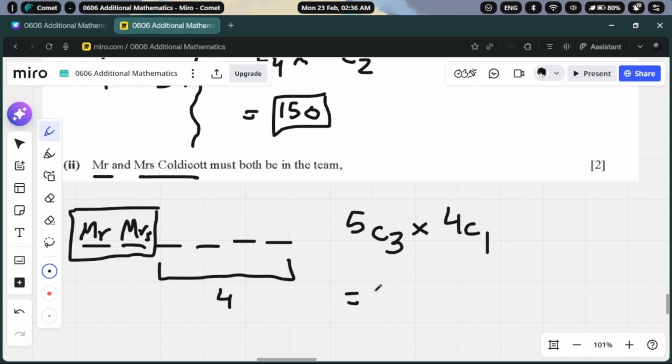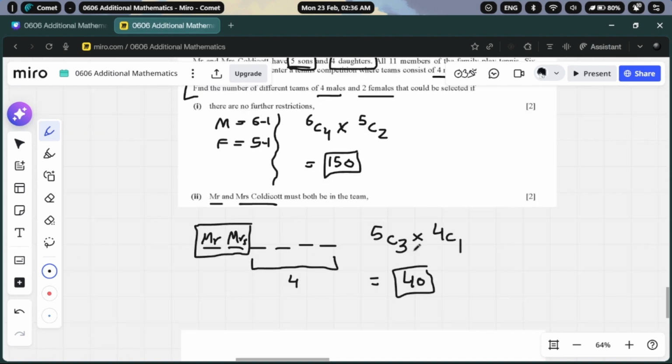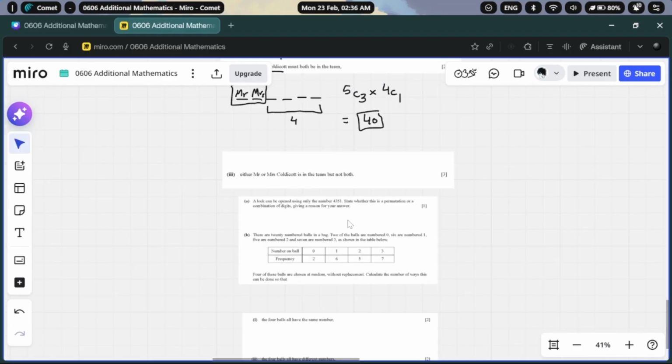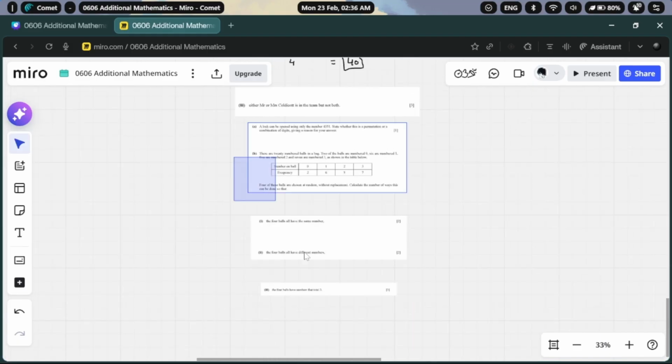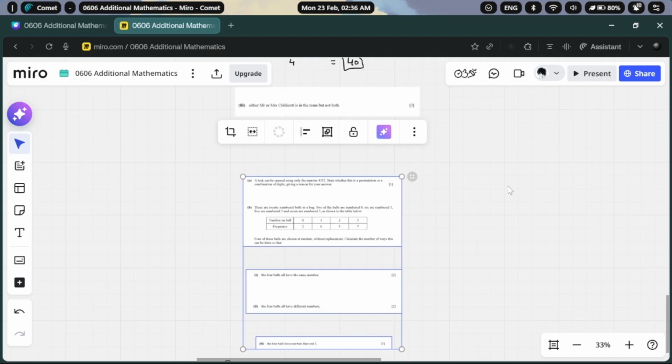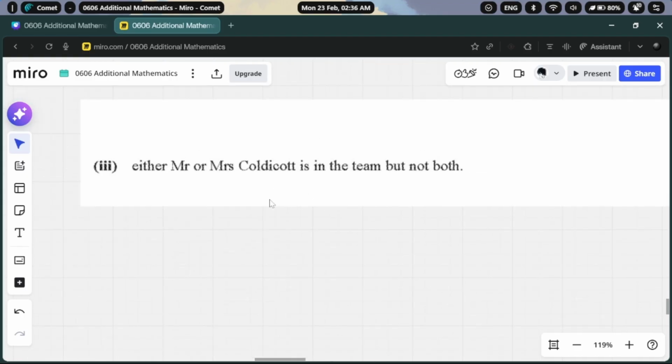Now that would give you 40, which is the right answer. Moving on, I'll just take this downwards. Now you're told that either Mr. or Mrs. Codicott are in the team, but not both.